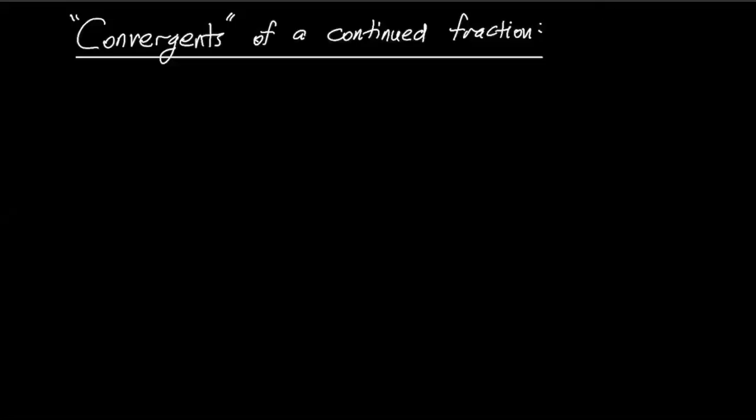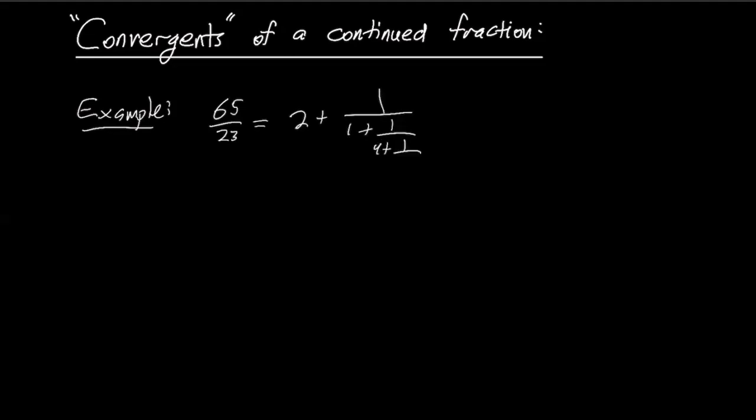All right, the next thing I want to talk about are what are called the convergents of a continued fraction. So let's look at this example that we had again. We said, okay, well, we had 65 over 23, right? And that was 2 plus 1 over 1 plus 1 over 4 plus 1 over 1 plus 1 over 3. Like that.